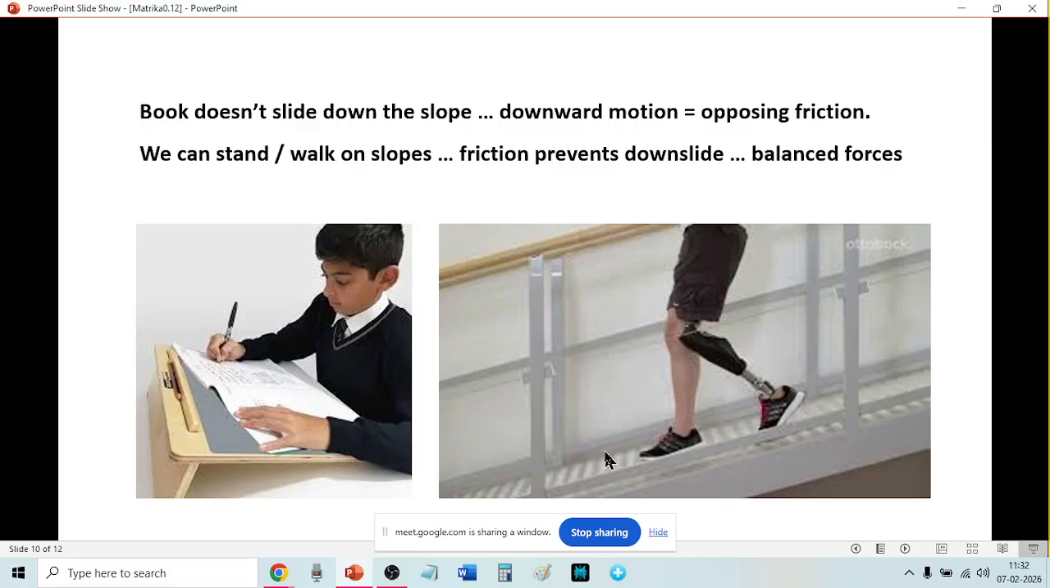You are able to walk down a slope. You don't fall down. Why? Friction. The downward slide is equal to upward friction, so you don't slide down. That's why you are able to walk here. There is the boy writing on a sloping table. The book does not slide down because of friction. The downward sliding force is equal to the opposite friction. Balanced forces: the net effect is 0 and you don't fall down.